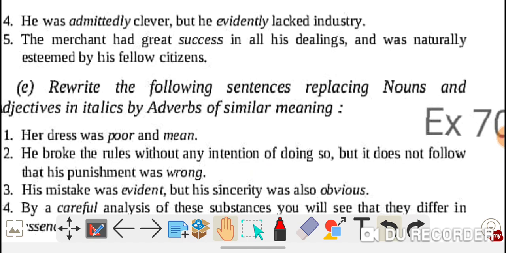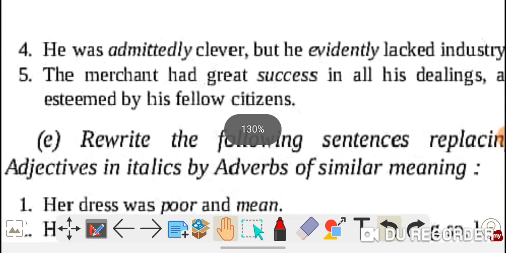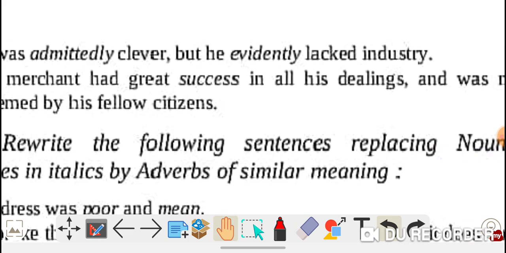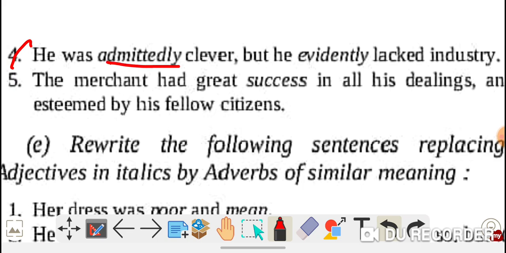Okay. Next, number 4. He was admittedly clever, but he evidently lacked industry. Here, admittedly and evidently. So the adjective form of admittedly is admitted, and evidently is evident. So this line, please write it down. The answer is, it was an admitted fact that he was clever, but it was evident that he lacked industry.